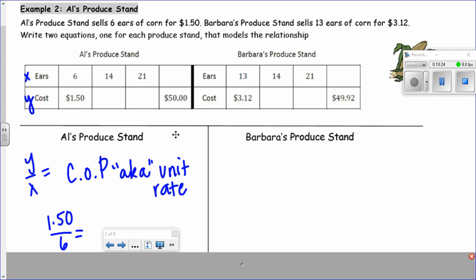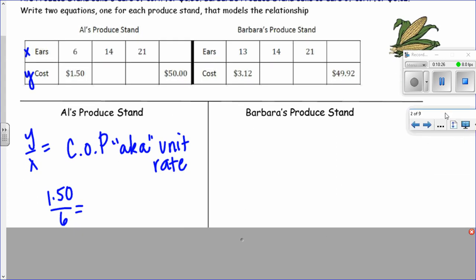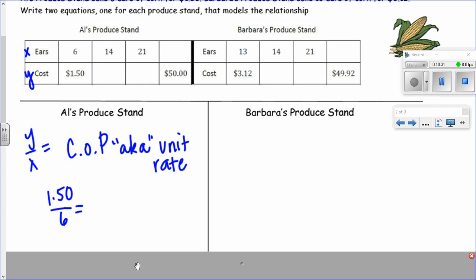Just because $1.50 is smaller than 6 doesn't mean that we can't do it. You still have to divide the price by the ears of corn, because each ear of corn is going to be 25 cents. Very good. 25 cents per ear of corn.